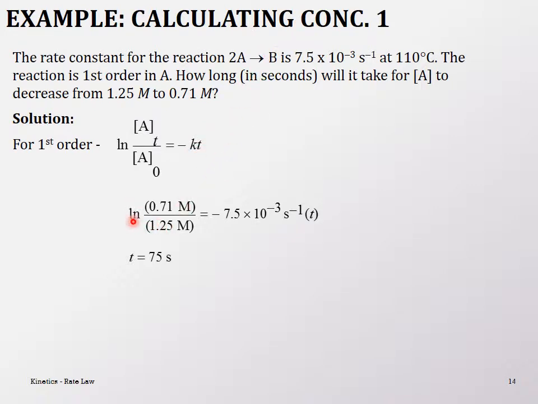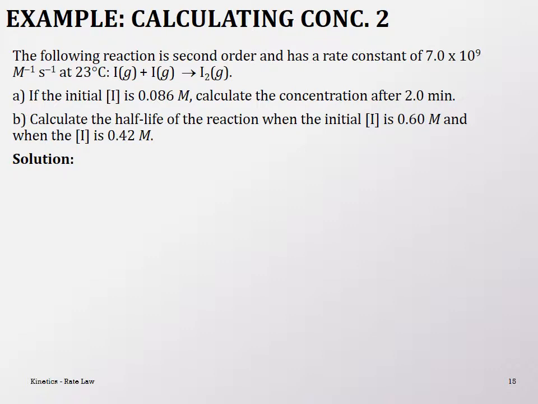So we'll get the 2 concentrations that we have. The final concentration is 0.71 and initial is 1.25. That is all equal to minus the 7.5 times 10 to the negative 3, which is the K per second, then over here. And so then of course we can calculate T from a very straightforward calculation. The previous one that we did, where we had to calculate the final concentration after a given time, was a little bit different because remember you have to take the anti-log of the log on both sides. So this one is a little bit more straightforward.